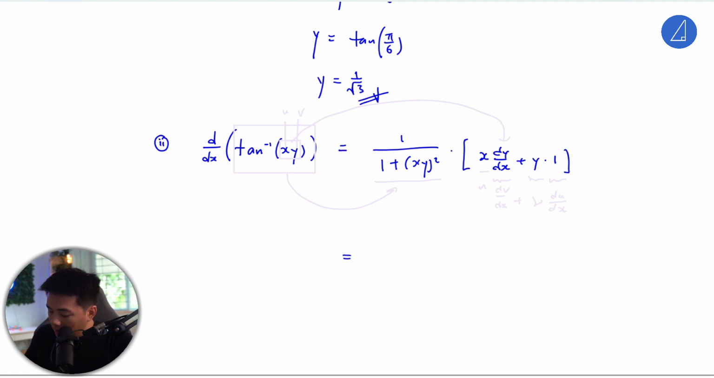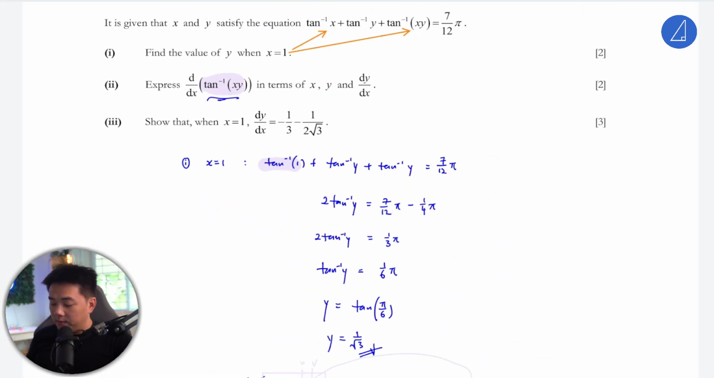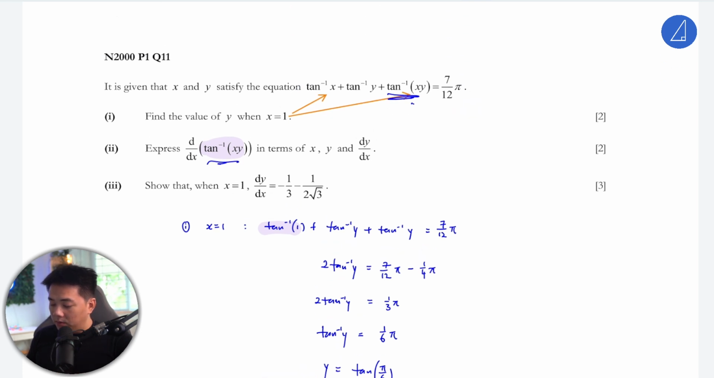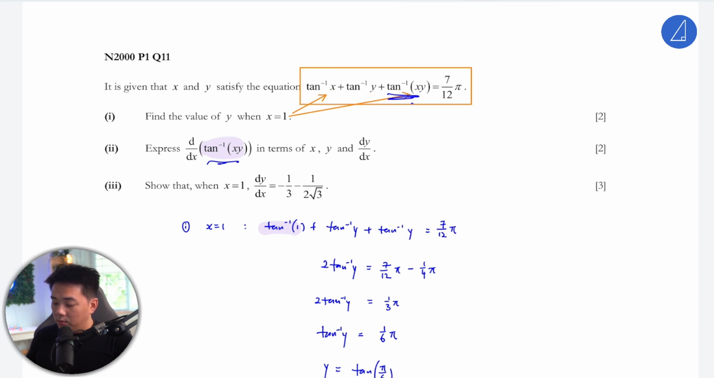So from here, we simplify it. We'll get 1 over 1 plus xy squared, then this will be x dy/dx plus y. Okay, so this is the derivative of tan inverse xy. Okay, this is the same expression. So show that when x equals 1, dy/dx is given by this. So we need to differentiate the equation once. We don't need to differentiate this again because we already did this in the second step here. So we just take this again, then differentiate with respect to x.